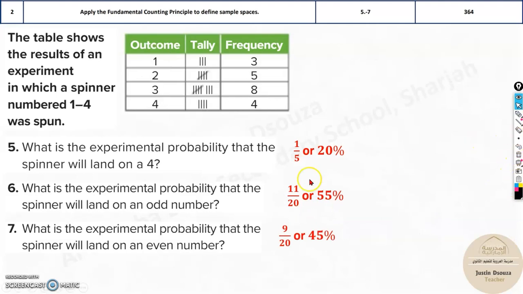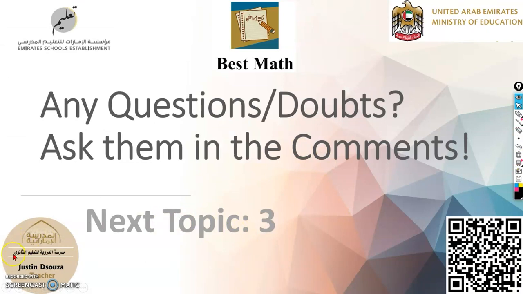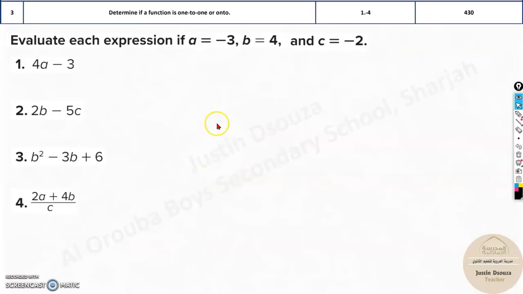So in the next video, we will solve topic number 3. Topic number 3 is one of the simplest topics in this entire exam scheme. You have to evaluate each expression. It is 1 to 4 on this page number.